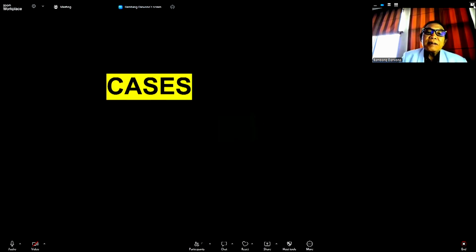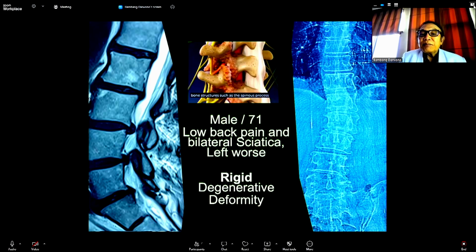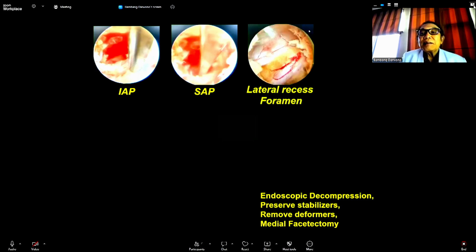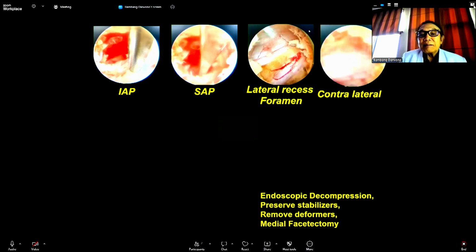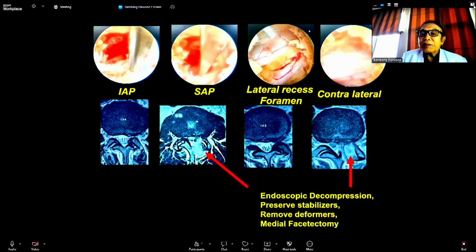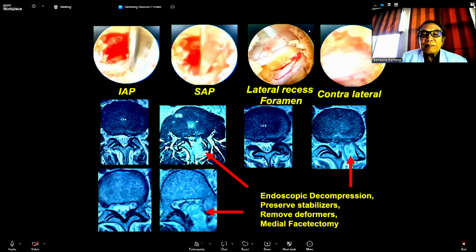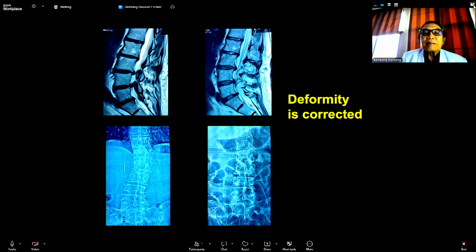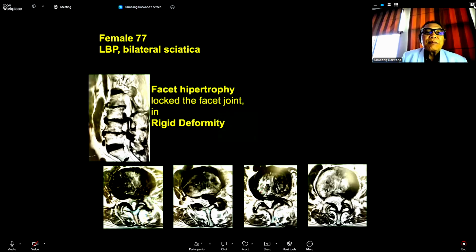This is the case: male 71, rigid deformity. Then we perform medial facetectomy of the IAP and SAP, and then the lateral recess and foramen are already released, and also the contralateral side. Before and after medial facetectomy. Deformity is corrected. No implant. No fusion device. Another case, female 77, facet hypertrophy and locked facet joint in rigid deformity, like this.